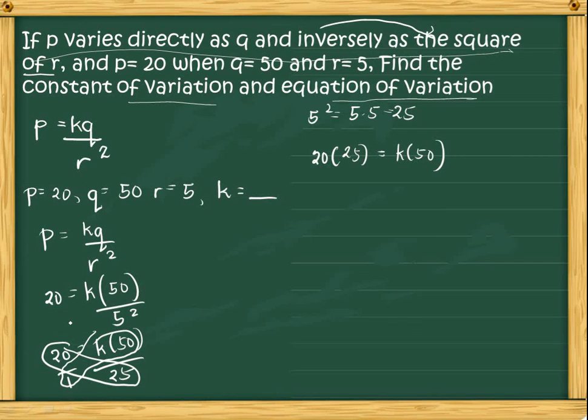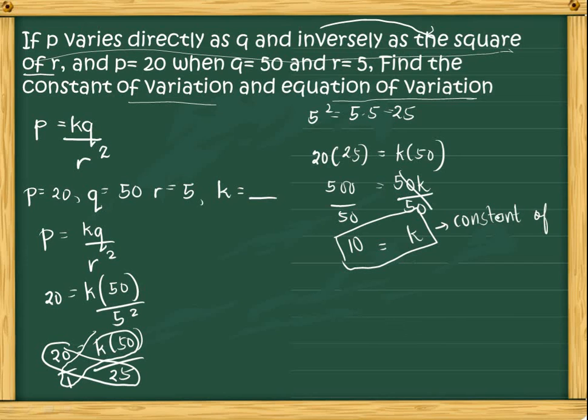So let's get the product of 25 and 20. This is 20 times 25, which is equal to 500, equal to k times 50, which is 50k. Now we need to find the value of k, and to find it we need to eliminate 50. To eliminate 50, divide both sides by 50. So 50k divided by 50 is k, and 500 divided by 50 is 10. So k is equal to 10, which is what we call the constant of variation.